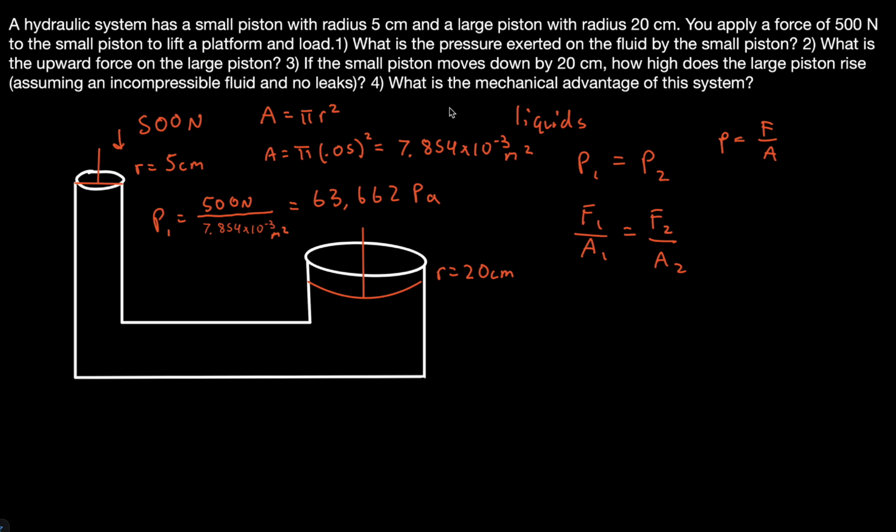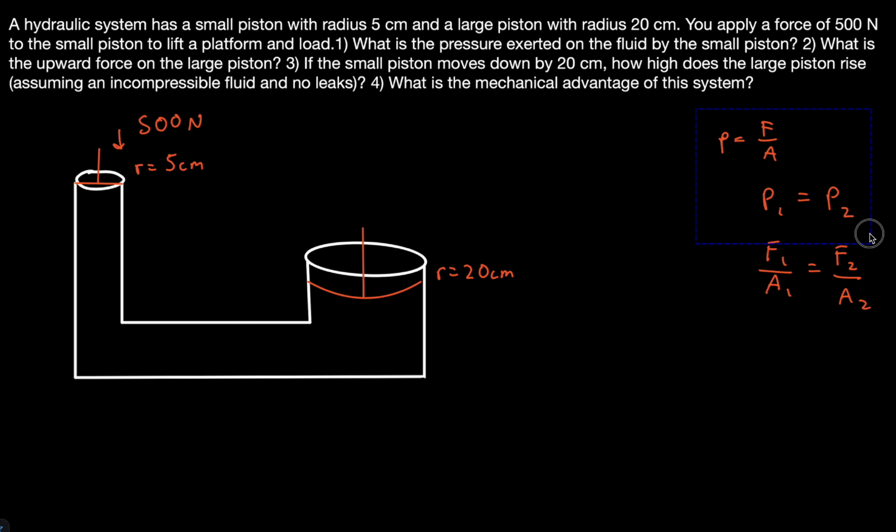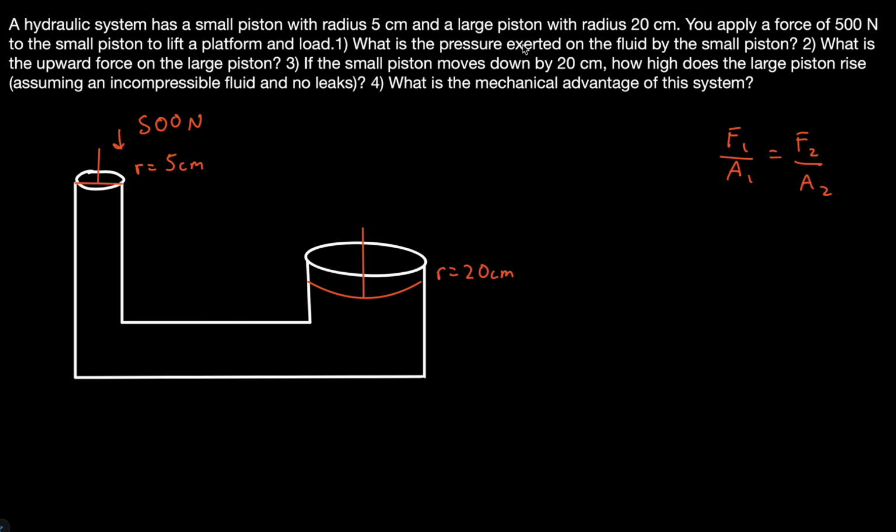All right, so what is part 2? It asks us, what is the upward force on the large piston? So to find this, I'm just going to be erasing some of this stuff over here. Let's take that out. Okay, and I'll just move these over here just to have our equation. This is our important equation over here that we need for Pascal's principle. So we know that our pressure P1 equaled 63,662 pascals. So we know the pressure from that small piston. Now we need to find the force that is exerted by this large piston, that upward force.